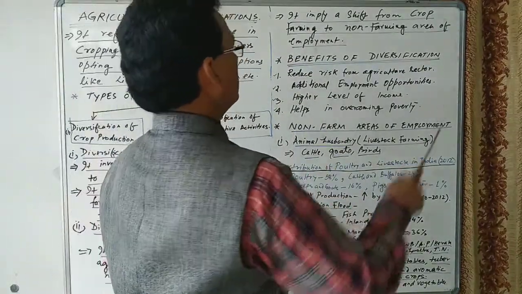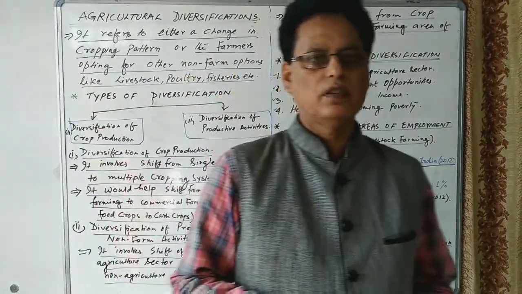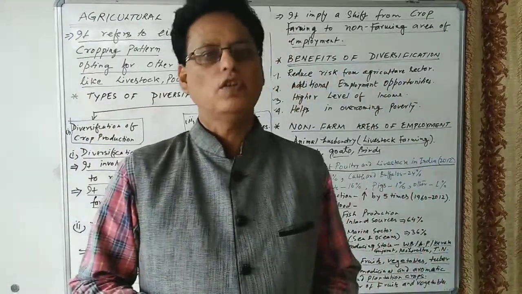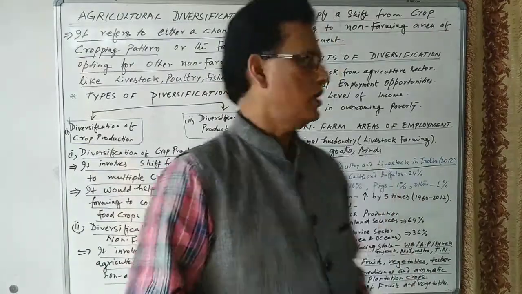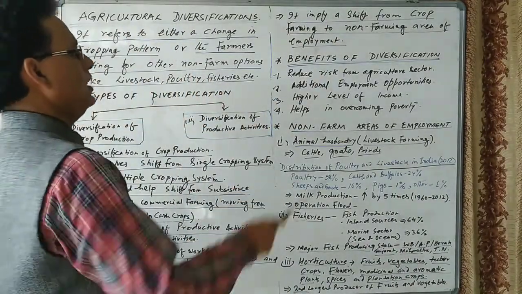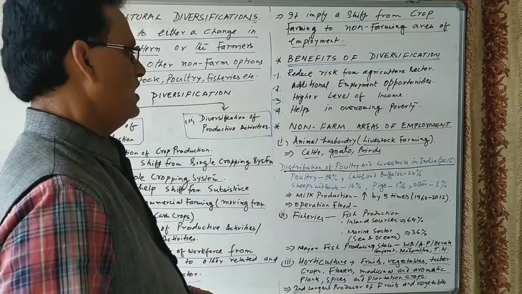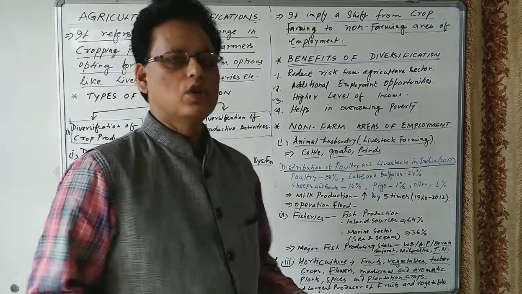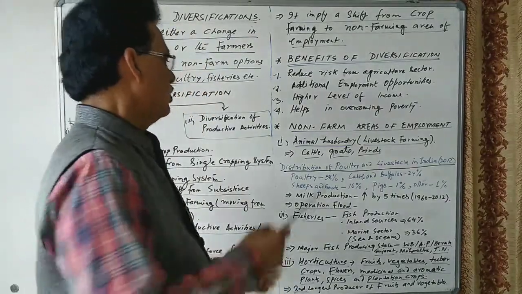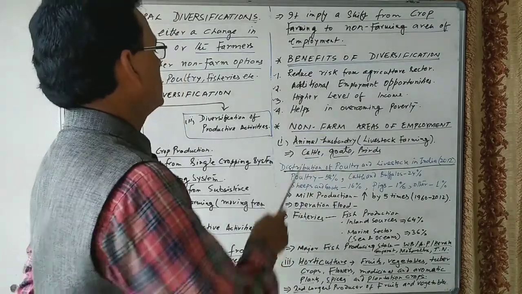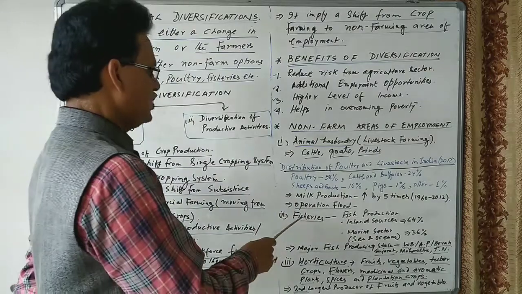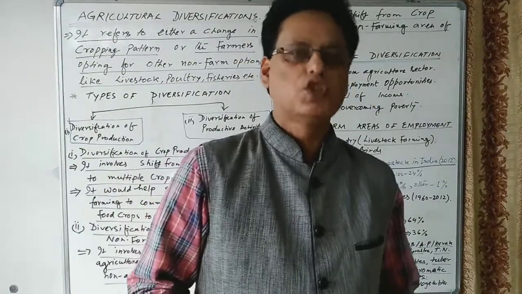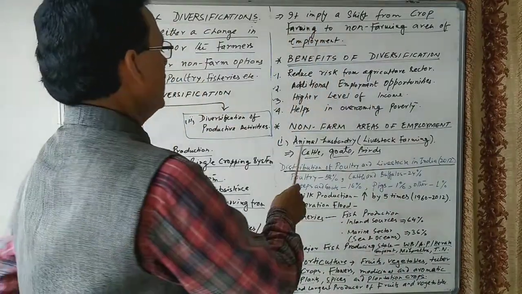So it helps in overcoming poverty. Diversification of agriculture reduces poverty, or can be useful in order to reduce poverty in our country. Now let us see the non-farm areas of employment. There are different sectors of our country included in the non-farm areas. Non-farm areas of employment include animal husbandry, fisheries, horticulture, and information technology.